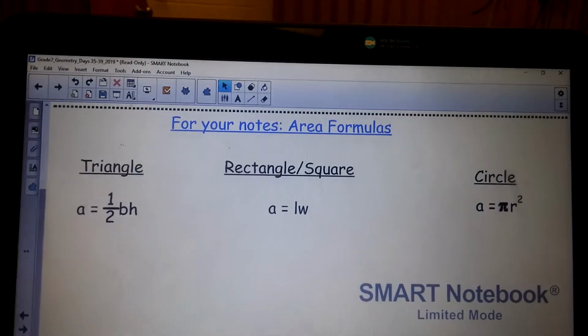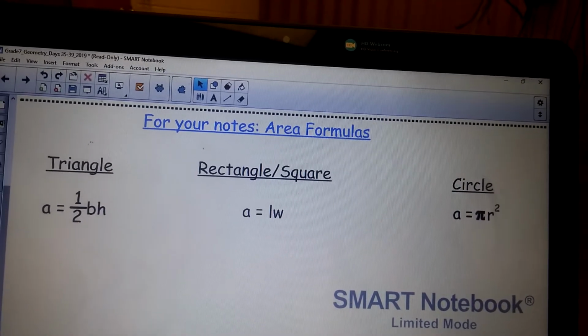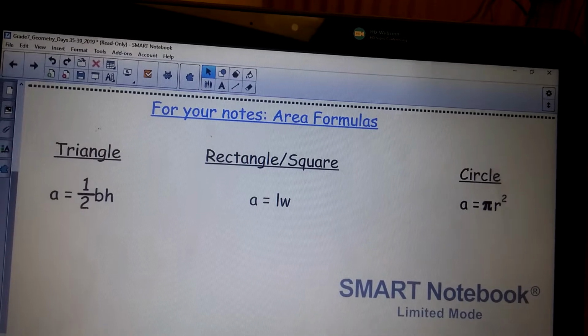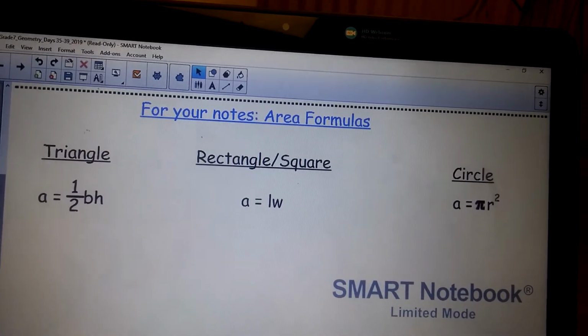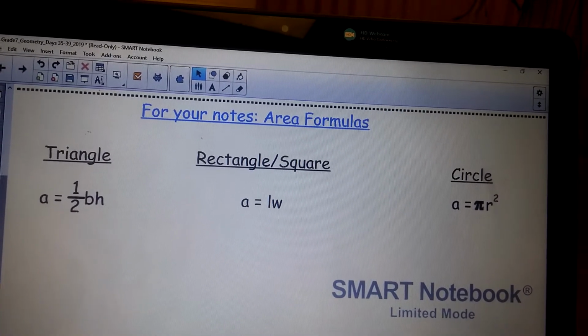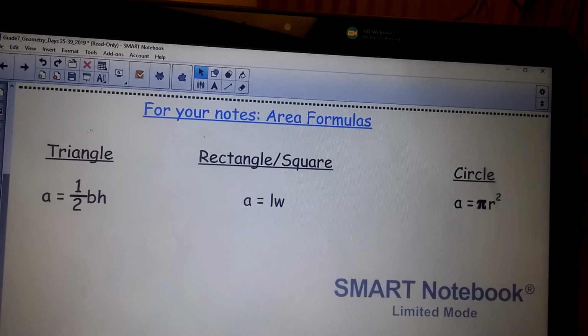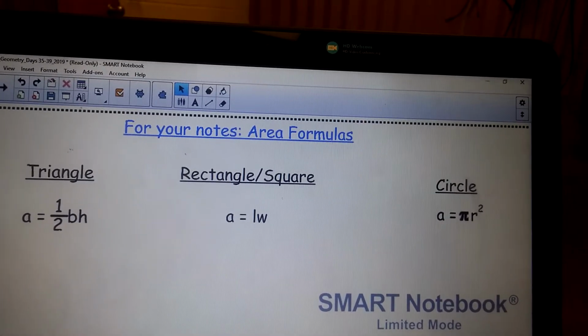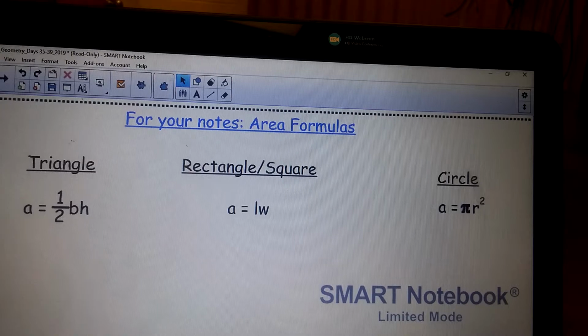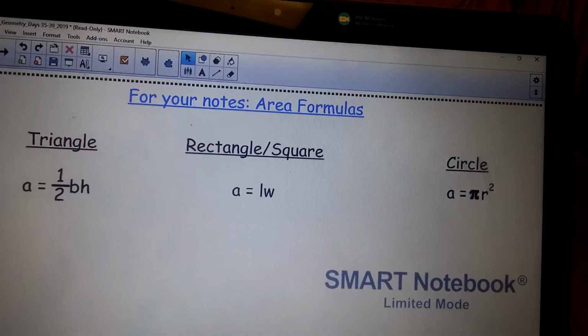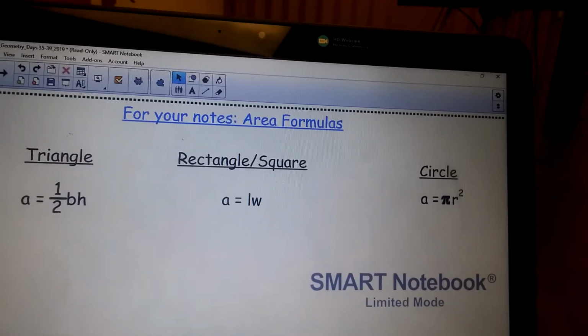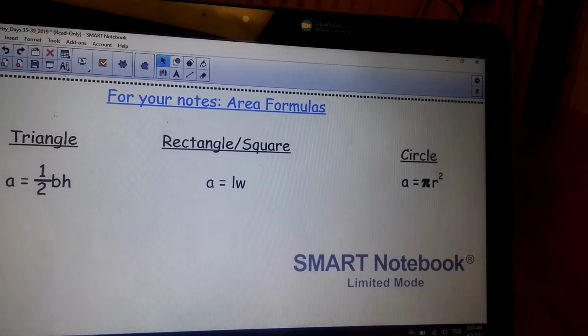Okay, when we find the volume of three-dimensional figures, a lot of it has to do with finding the area. So somewhere in your notes, go ahead and copy down the triangle area formula, which is area equals 1/2 base times height. Rectangles and squares are length times width, and the circle is area equals pi r squared. Go ahead and take about 30 seconds and copy them down.